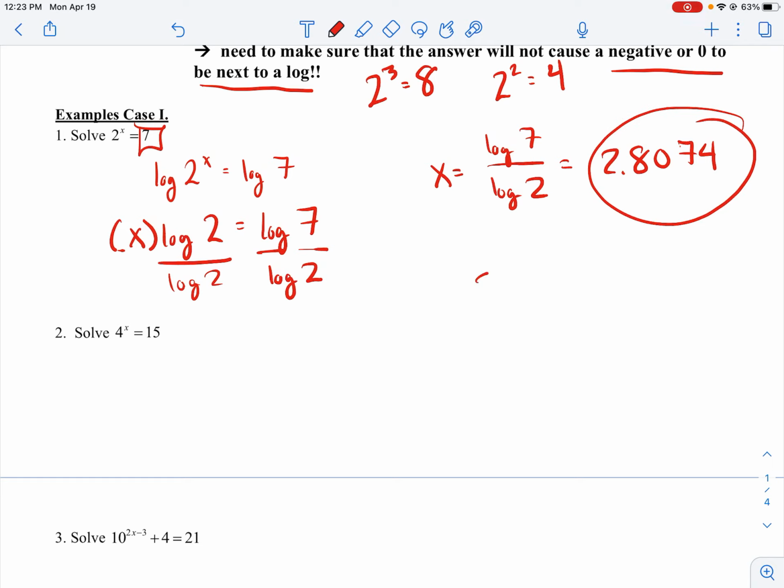And if you're ever unsure, just check it out. So 2 raised to the 2.8074. Give it about 4 decimal places to give you a more accurate answer. And you get 7.000218. So 7.0002, close enough.